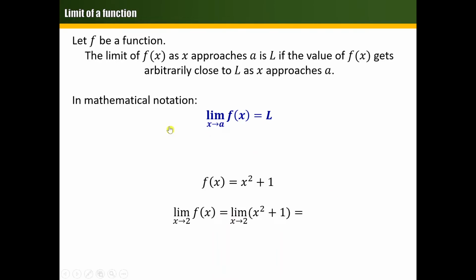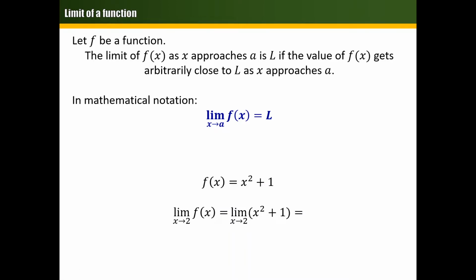So we are given first with a function f. We say that the limit of f of x as x approaches the number a is L if the value of f of x gets arbitrarily close to L as x approaches a. In determining the limit of a function f, we are actually looking at the number at which f of x approaches as the value of x approaches the number a.